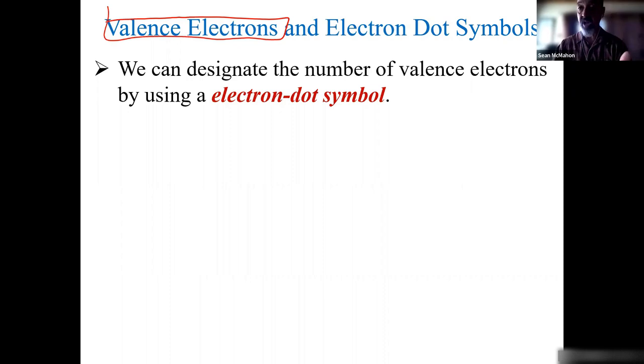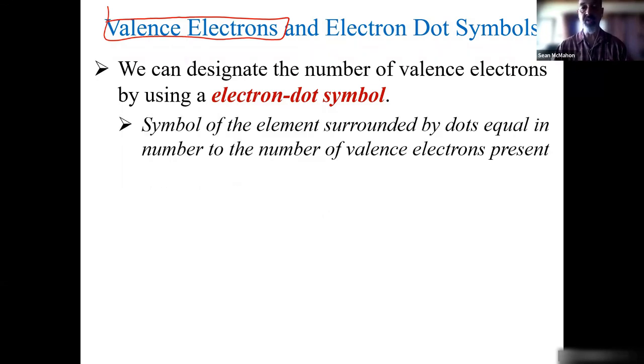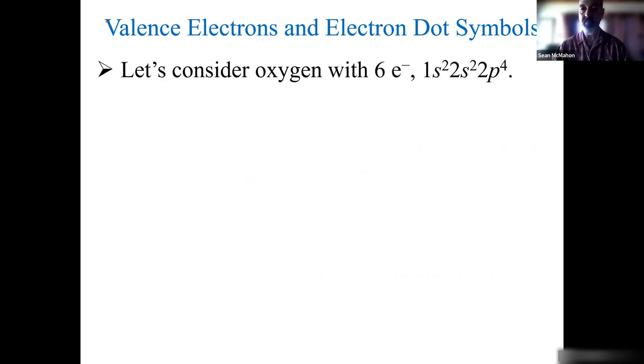But with the electron dot symbol, I don't care about the core. I only care about the outer shell. And how do I shortcut showing the number of electrons? I draw the symbol with dots. So it's called the dot structure. So if I look at oxygen, it's 1s2, 2s2, 2p4. Look at a periodic table. Even though it's group 6A, that's the number of valence electrons in the second energy level.